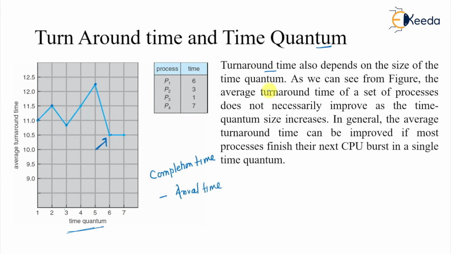Turnaround time also depends on the size of the time quantum. As we can see in the figure, the average turnaround time of a set of processes does not necessarily improve as the time quantum increases. So it is not mandatory that if you increase the time quantum, the average turnaround time will improve. In general, the average turnaround time can be improved if most of the processes finish their next CPU burst in a single time quantum. That is very tricky, and it is not always true.